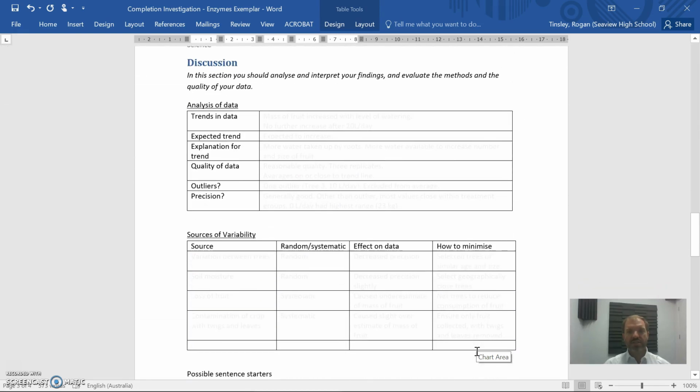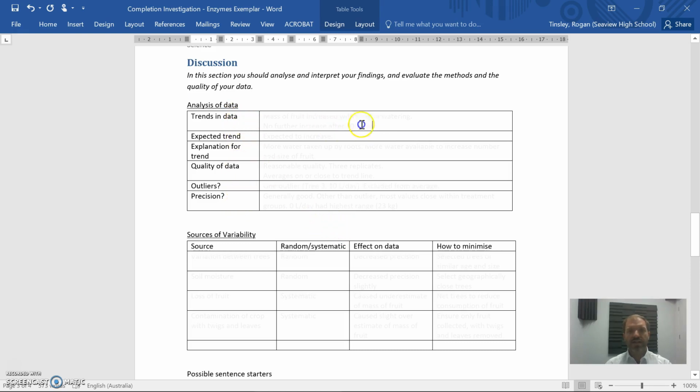So let's have a look at some of those things from the planning sheet around the discussion and how we might fill those out. So the discussion section has 2 parts really. One is to analyze and interpret your findings, and then the second is to evaluate the methods and the quality of your data. So to help you with that, I've got these tables in your planning sheet, and remember the tables are just to fill out some ideas that we can discuss and refer to, but then you're going to have to convert these to prose, full sentences and full paragraphs. So your analysis of your discussion in the end will look like sentences and paragraphs, but to help plan it, here's some things to think about.